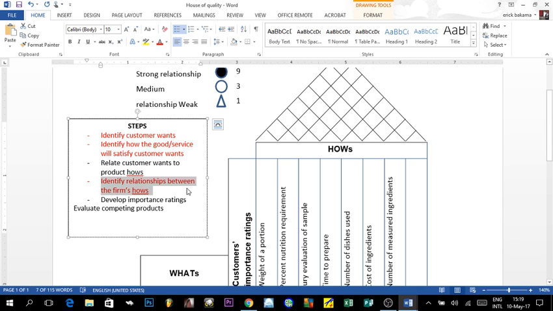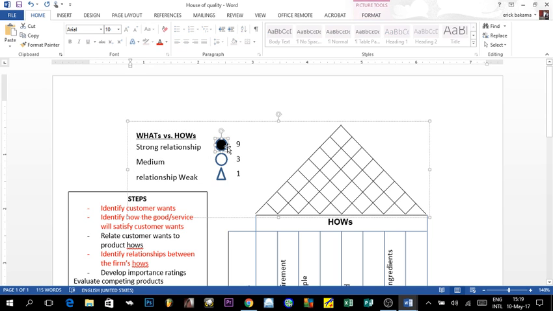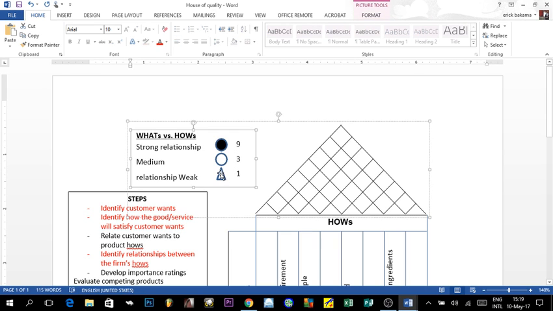So we are working on identifying the relationship between the hows in the house. This is where we are right now. Depending on the exercise, they might give you this legend saying that if there's a strong relationship between factors, we must use this symbol, which means 9. If there's a medium relationship, it might be 3, and if the relationship is weak, it must be 1, using that triangle symbol.